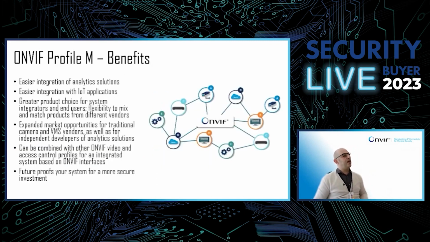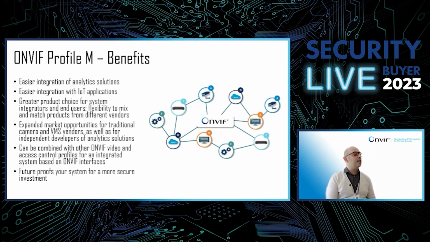So the benefits of Profile M are really several. Easy integration of analytics solutions, because it gives a wider range of conformant products that support analytics, but it also explains exactly how the integration can be done in a more efficient way. It also provides easy integration with IoT applications, and one example of that could be the usage of MQTT, which is a communication protocol which is widely used in IoT applications.